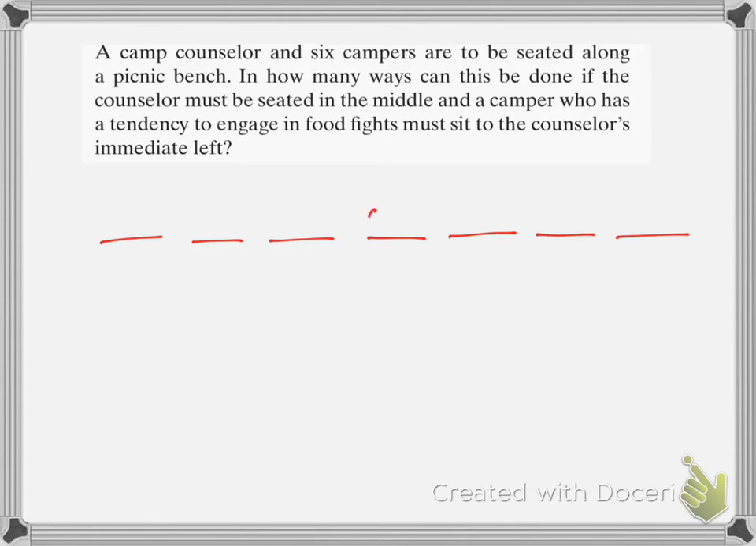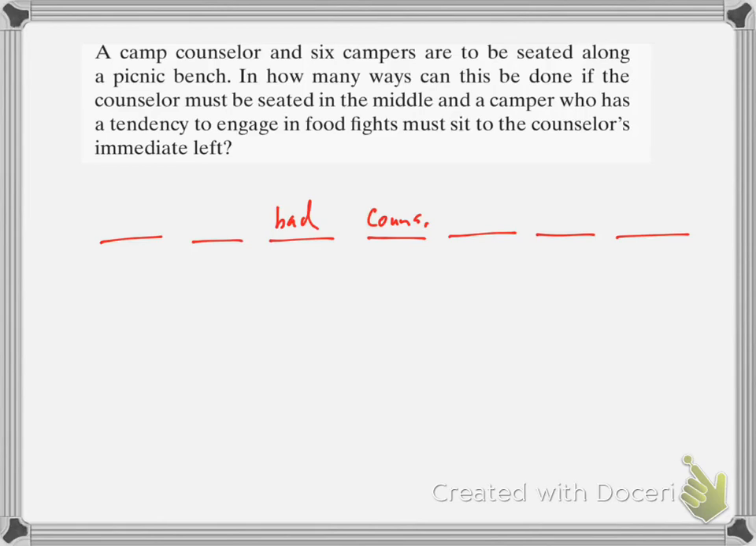Let me see here. So this is the counselor. Okay. And then there's a bad student who has to sit right to the left. So the bad student goes here. All right. So now, for this spot, how many are left? How many choices are left?